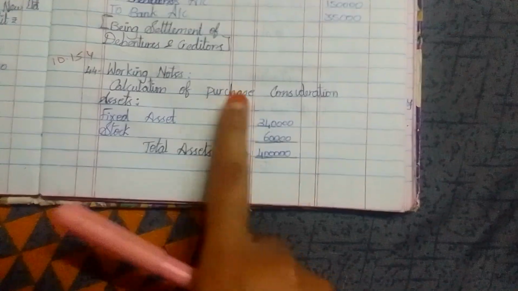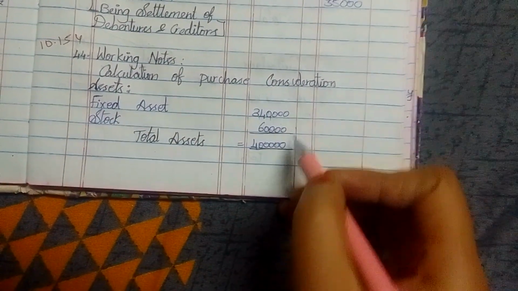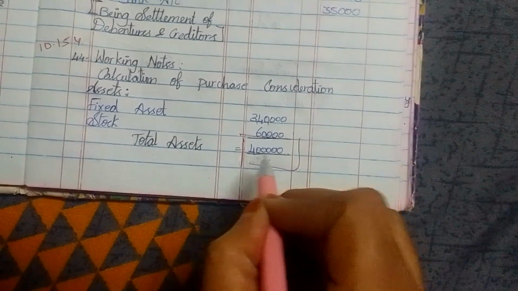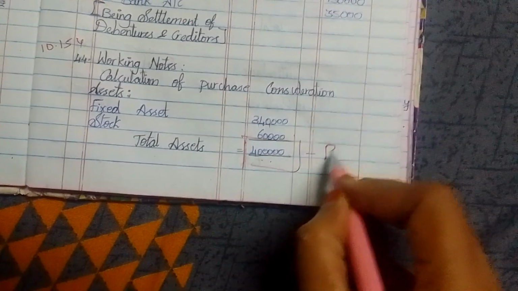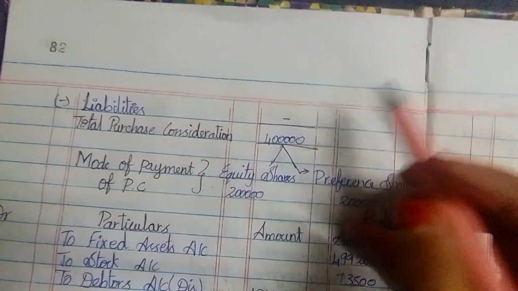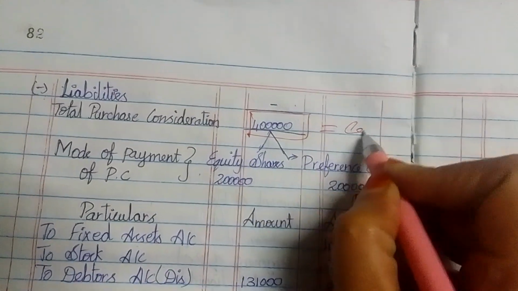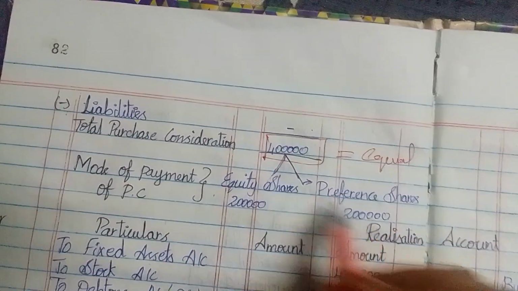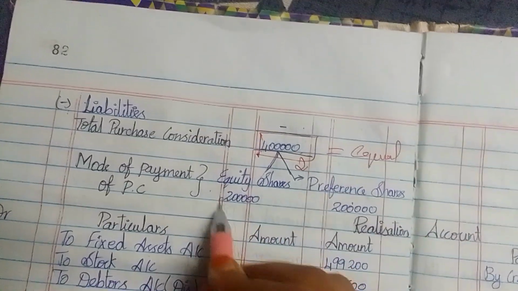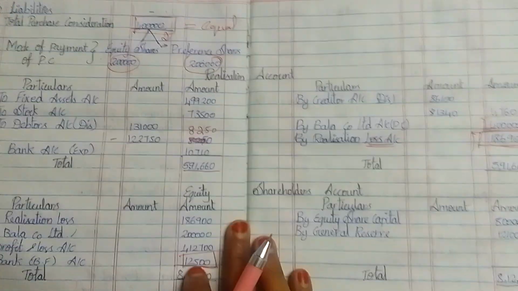So first step, calculation of the purchase consideration: fixed asset plus stock. 3,40,000 plus 60,000, the total asset value is 4 lakh, that is the purchase consideration. They never gave any liability, so it is nil. From the purchase consideration we have to divide it equally, as mentioned in the question. So equally, 4 lakh divided by 2: 2 lakh for the equity, 2 lakh for the preference.